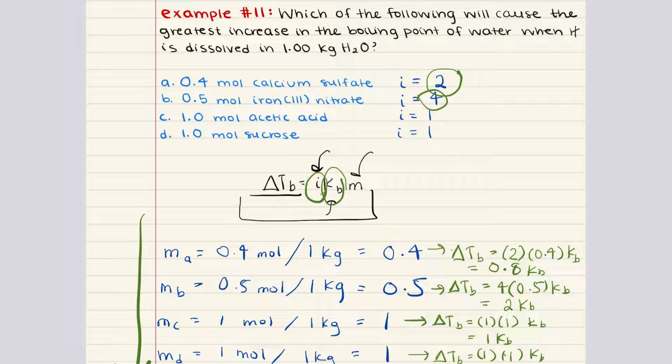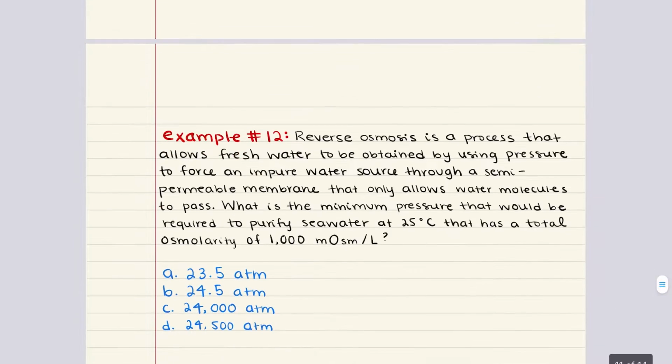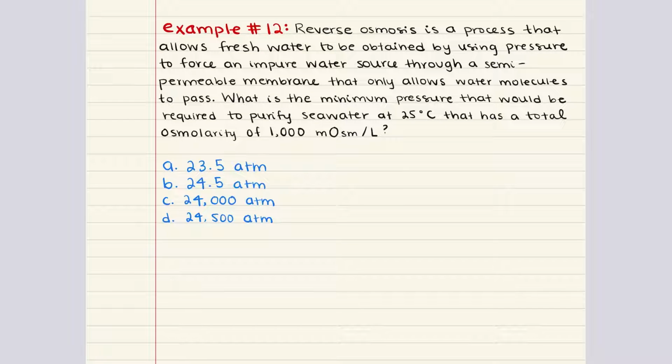Now, the answer choice that's going to give us the greatest increase in boiling point of water is going to be the answer choice that has the largest number. The largest number here is going to be 2, and that is from answer choice B, the 0.5 mole of iron 3 nitrate. So the correct answer for 11 is B. Beautiful. Let's move on to problem 12.